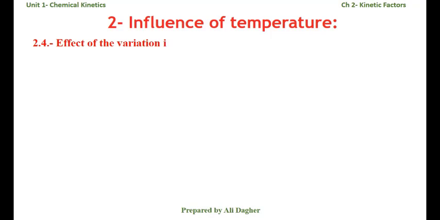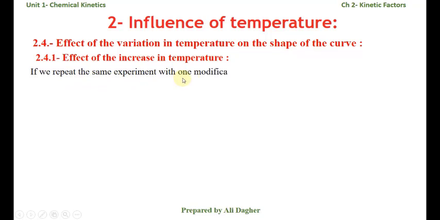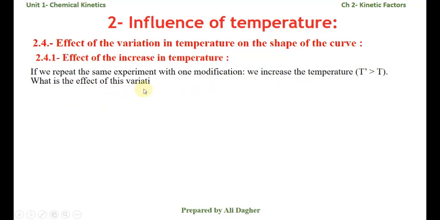Now, effect of the variation in temperature on the shape of the curve. Effect of the increase in temperature. If we repeat the same experiment with one modification, we increase the temperature to T prime bigger than T. What is the effect of this variation on the shape of the curve? First, on the shape of the curve concentration of product equal F(t).